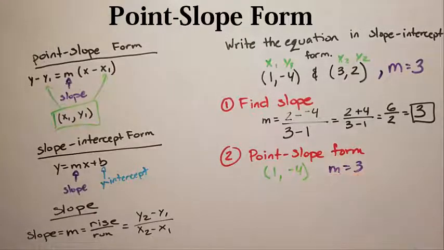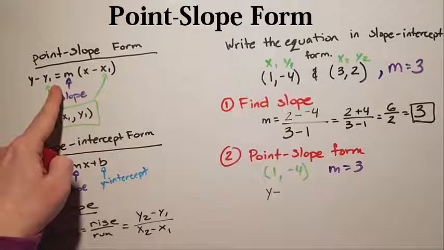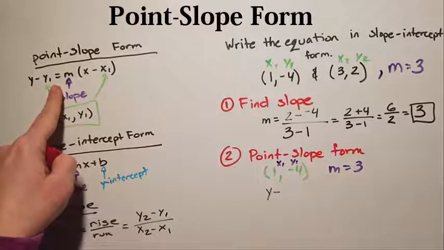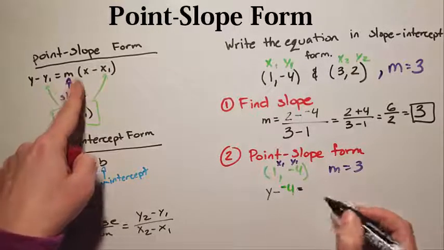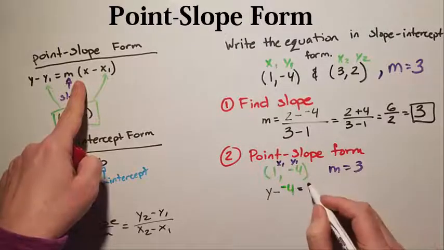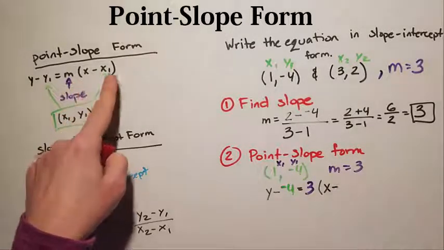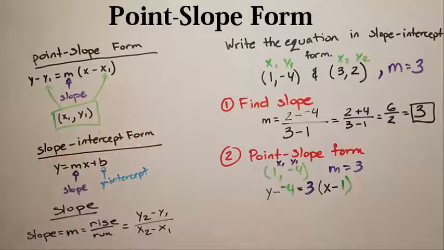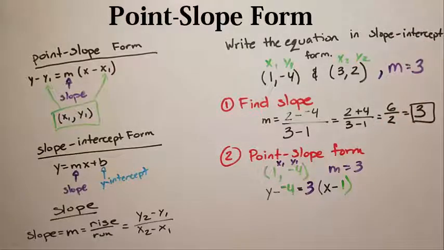So I'm going to put this into point-slope form. So point-slope form is y minus, I need my y1. This was x1, y1. So my y1 is a -4. Rule is equals, I need my slope. My slope is 3. The rule says to parenthesis x minus, I need my x1. My x1 is 1. So I currently have it in point-slope form, but the directions said I needed slope-intercept form.